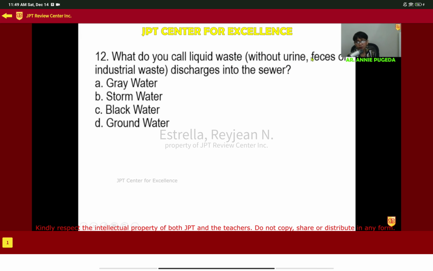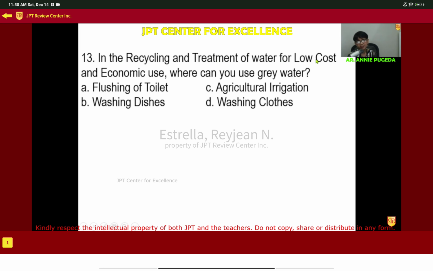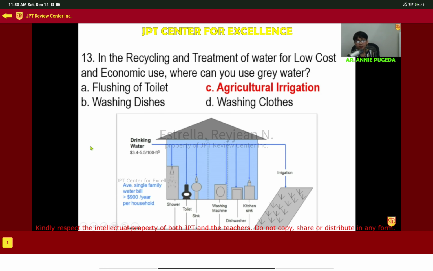O liquid waste, walang urine, walang feces, tae, walang industrial waste. What do you call liquid waste that discharges into the sewer? Liquid waste lang to. So, gray water siya. Next, in the recycling and treatment of water for low cost and economic use, where can you use gray water? Okay? Low cost na nga sinabi, binigyan na kayo ng contextual clue eh. Bakit flushing? Diba? So, kung ganyan, ito muna, kasi hindi mo kailangan i-treat ito. Pandilig to eh. So, kahit marumi ang kulay niya, okay na. Low cost housing eh. Or low cost or economic use, I mean. Yan po yan, for agricultural irrigation.